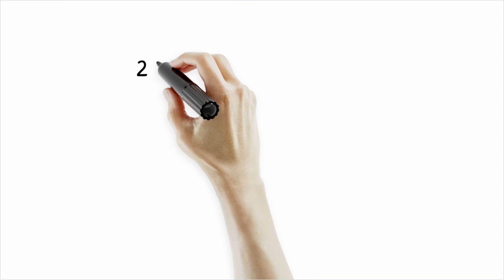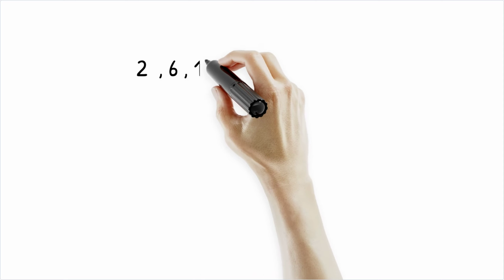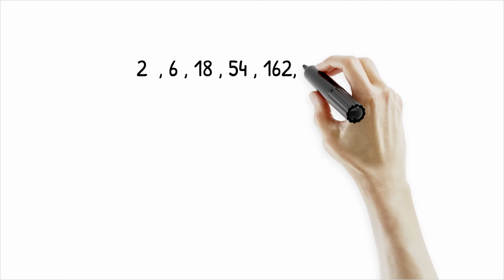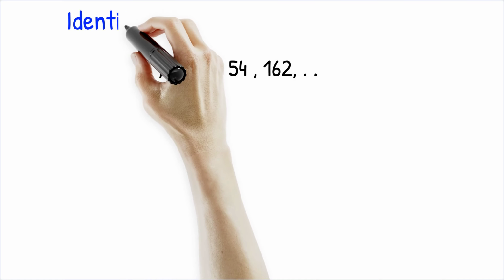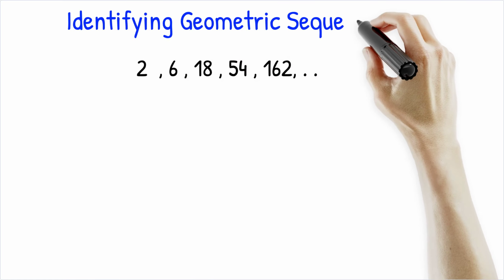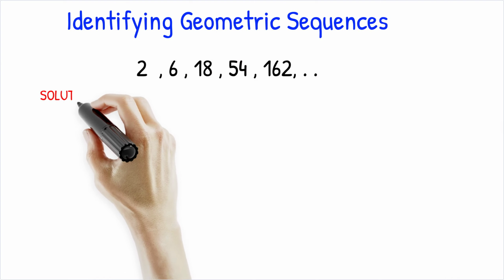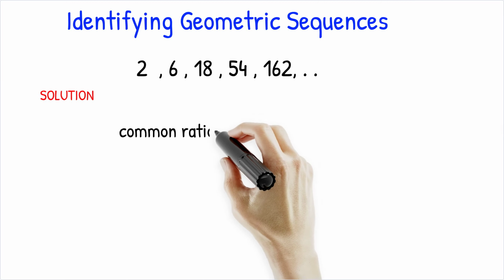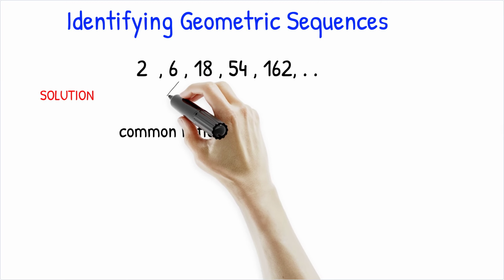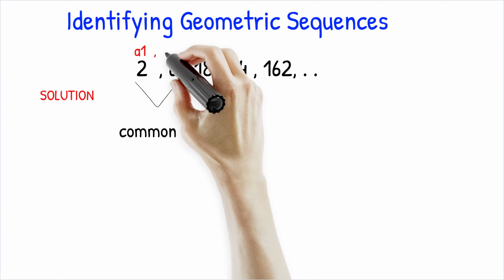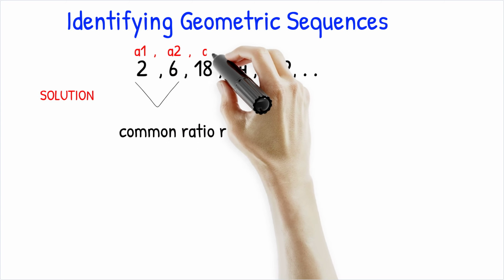Let's see an example. Consider the series of numbers 2, 6, 18, 54, 162, and so on. To identify if the given series is a geometric sequence or not, we have to find the common ratio r, which represents the ratio of consecutive terms. Let's consider the series of numbers as a1, a2, a3, a4, a5 terms, and so on.